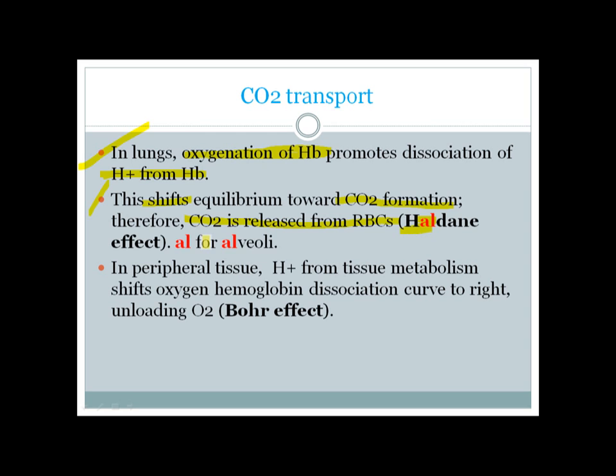Haldane, H-A-L-L for alveoli. In peripheral tissue, hydrogen from tissue metabolism shifts the oxygen hemoglobin dissociation curve to the right, helping the unloading of oxygen. This is called the Bohr effect. The reason behind that is hydrogen decreases the affinity of hemoglobin for oxygen, and decreasing affinity shifts the curve to the right, and decreasing affinity helps the release of oxygen from hemoglobin. So ultimately it helps increase the level of oxygen in the tissues. This is called the Bohr effect.